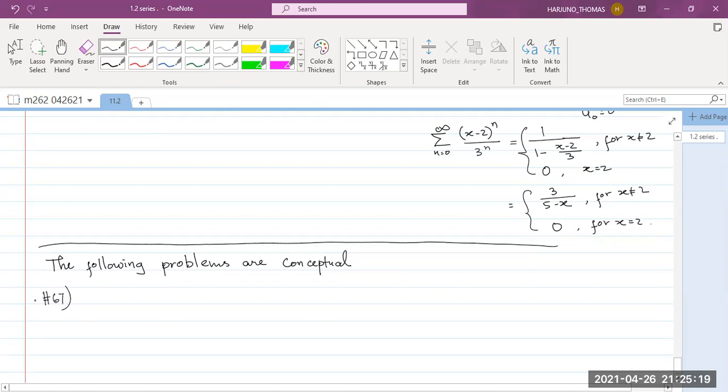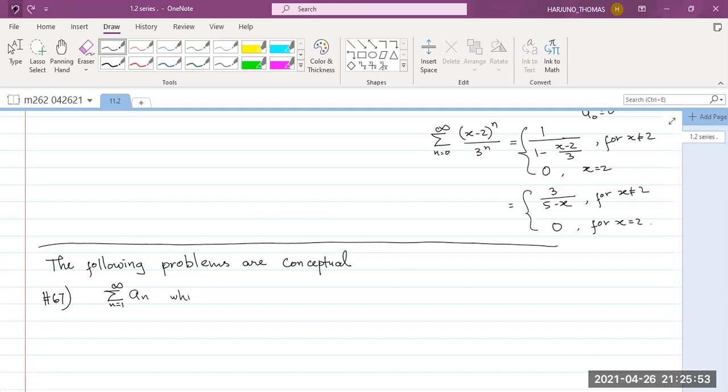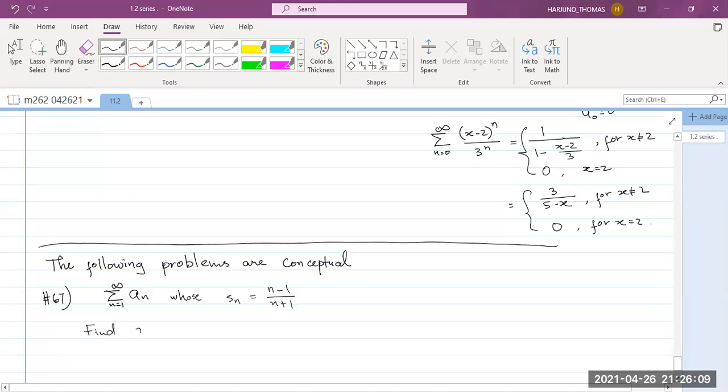I think I have never gone over problems past number 63 in this section. In my old lectures, right? I never really go over this. So it says the following in number 67. So we have infinite series, whose nth partial sum is equals to n minus 1 over n plus 1. The question is find a sub n and the infinite sum.